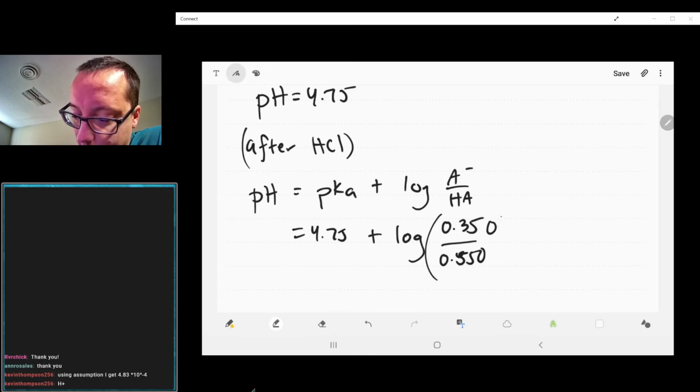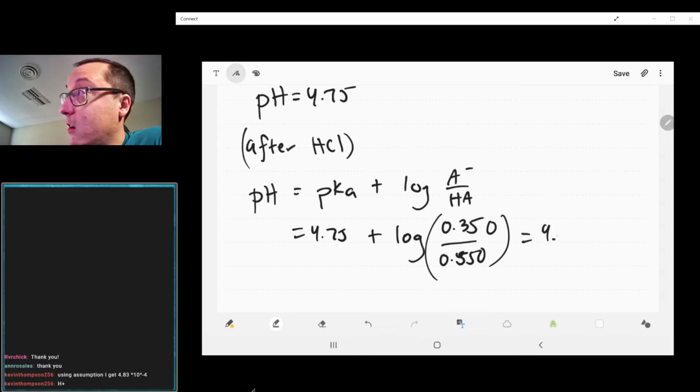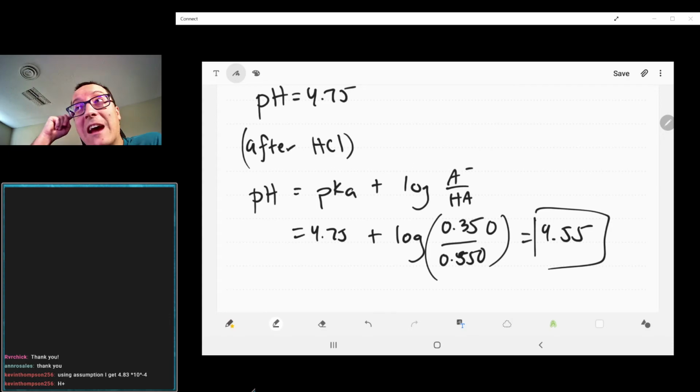If we do this, we're going to have to, of course, use Google or a calculator. Log 0.35 divided by 0.55 plus 4.75 equals 4.55. So we do end up becoming a little bit more acidic after adding that HCl, just a little bit though.